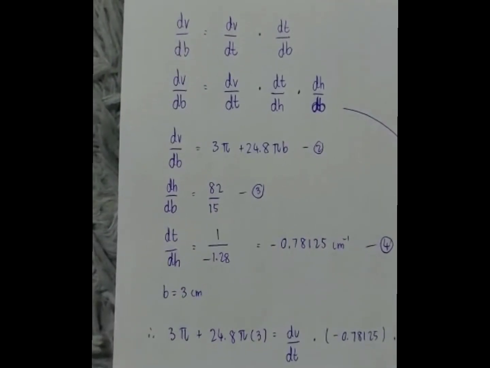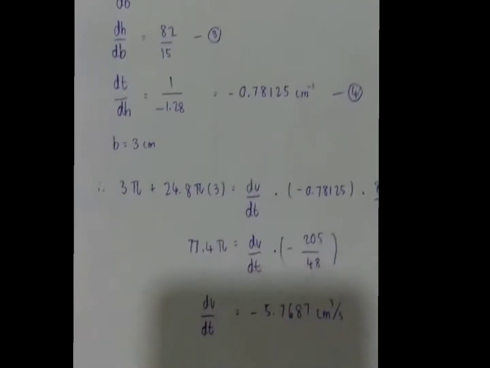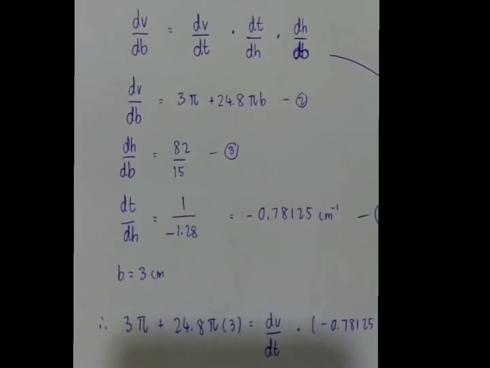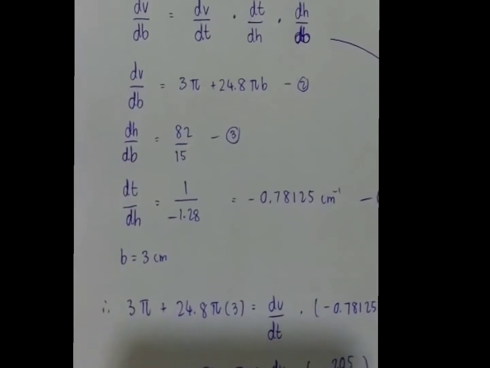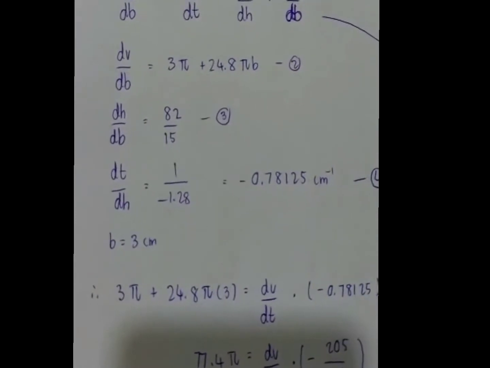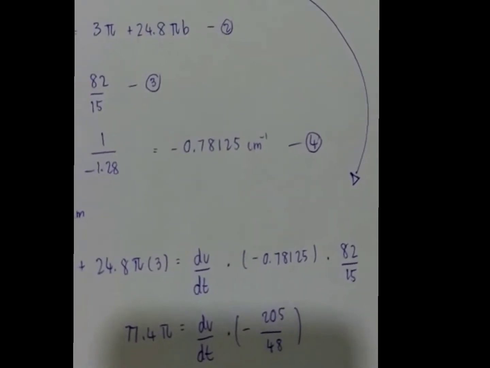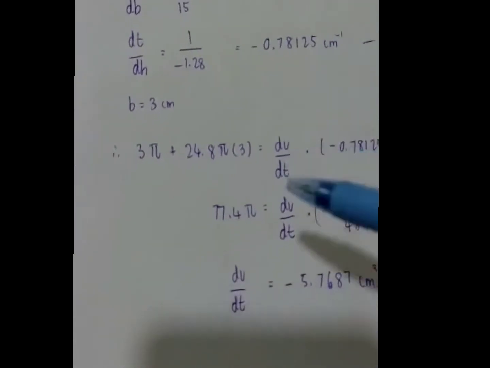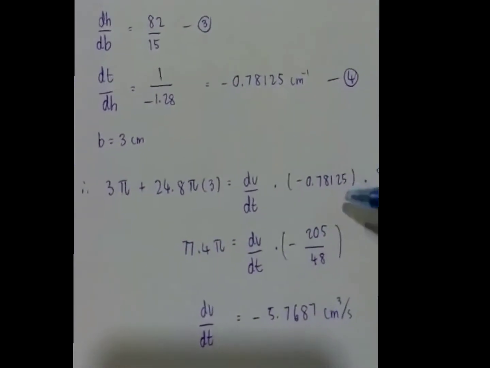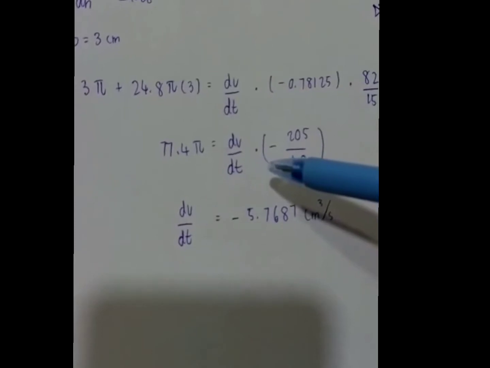Assalamualaikum warahmatullahi wabarakatuh. In this video I will continue Imran's work. So in this video I will find the value of dV/dt. As we know, the value of dV/dB is 3 pi plus 24.8 pi b, and the value of dH per dB is 32 per 15, and the value of dt over dH is negative 0.78125 cm square, and the value of b is 3 cm. So we just put the values in this formula, so we get the answer for the value of dV over dt.